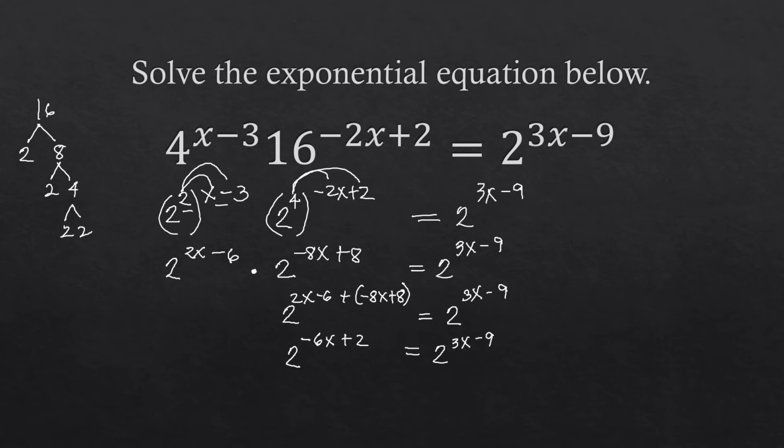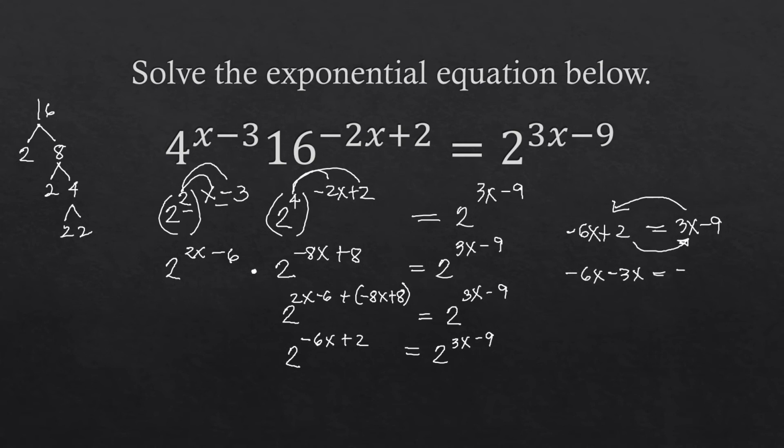Since their bases are the same, using the property of exponential equations, we then equate their exponents. Getting the exponent on the left side, we have negative 6x plus 2. And then equating that to the right side exponent, we have 3x minus 9. Combining like terms, we move 3x here and 2 to the right side. So we have negative 6x minus 3x.